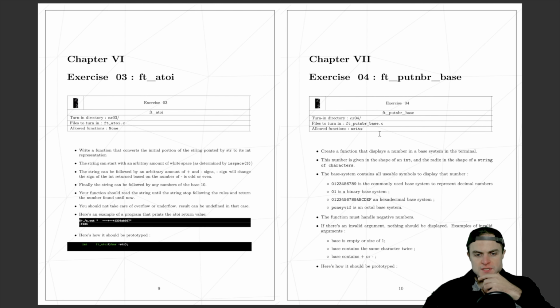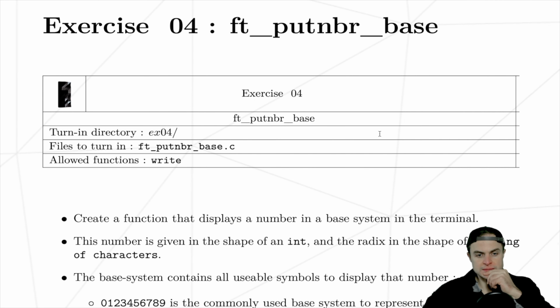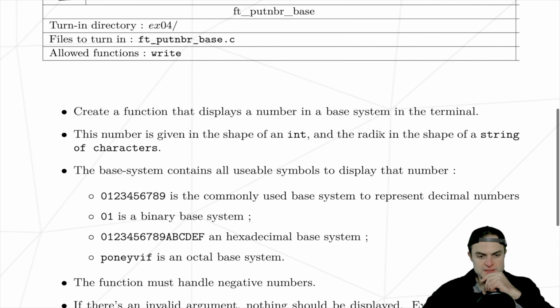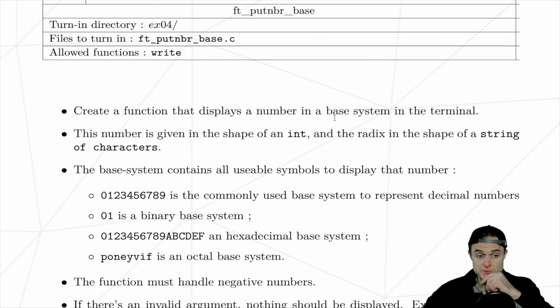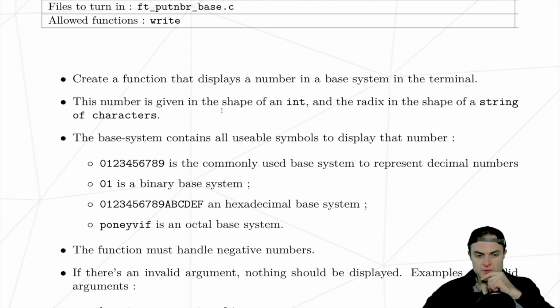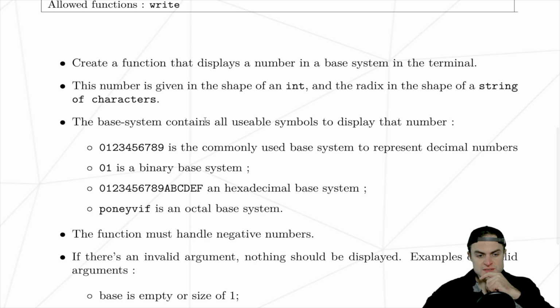All right, my friend, today we have to make a pretty difficult exercise, which is create a function that displays a number in a base system in the terminal. The number is given in the shape of an int and the radix in the shape of a string of characters. The base system contains all usable symbols to display that number.